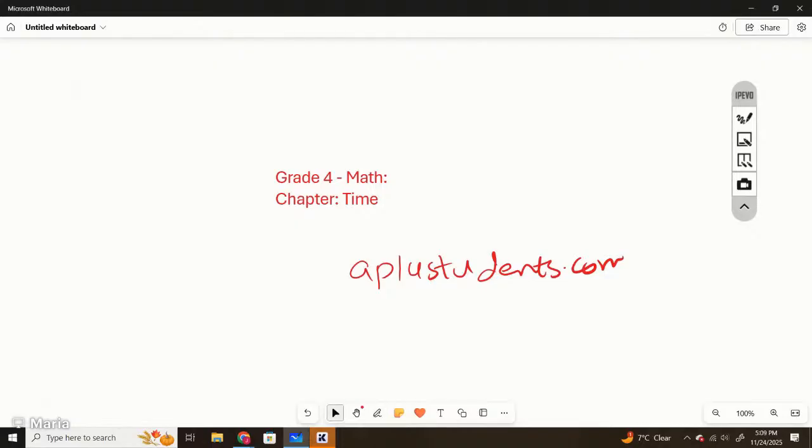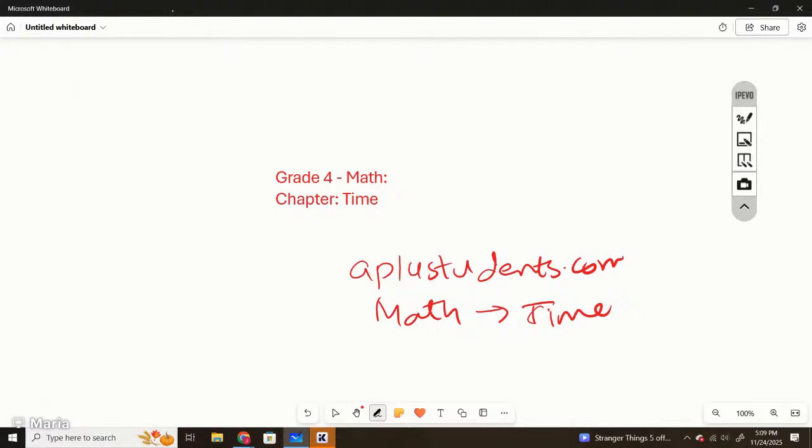Then you have to select math from the subject tab. Scroll down to grade 4 math. Then click on view all lessons. There you can find a list of the chapters. We're going to start with the chapter time.